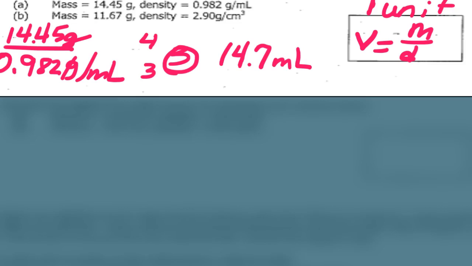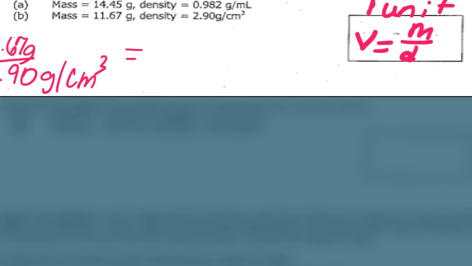All right, let's move on to letter B. Let's erase our screen to get to letter B. Okay, so for letter B, again, going back to that formula, V equals M over D, we know that our mass is 11.67 grams. And on the very bottom is our density, 2.90 grams per centimeters cubed. Now remember, on the very top we have 4 significant digits. On the very bottom we have 3. Remember that 0 counts because it is after a significant number and there's a decimal present.